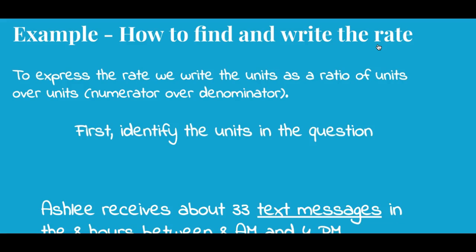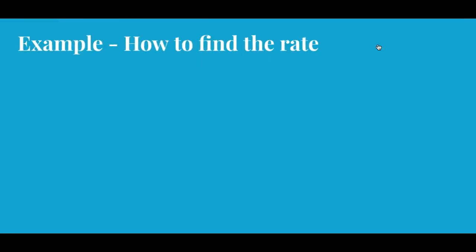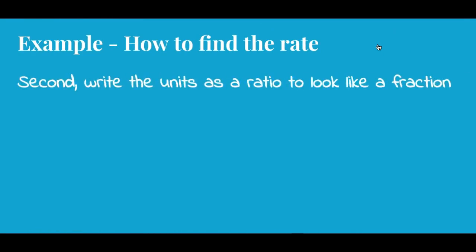Anytime you see time, any measurement of time is going to be on the bottom of the ratio. All right, let me say that one more time. Anytime you see any measurement of time, hours, seconds, minutes, that's all going to be on the bottom of the ratio. That's just a little nugget that I'm handing out. Let's keep it pushing. So how do we find the rate?